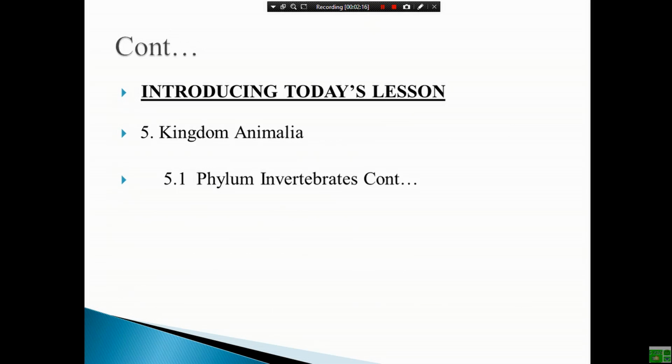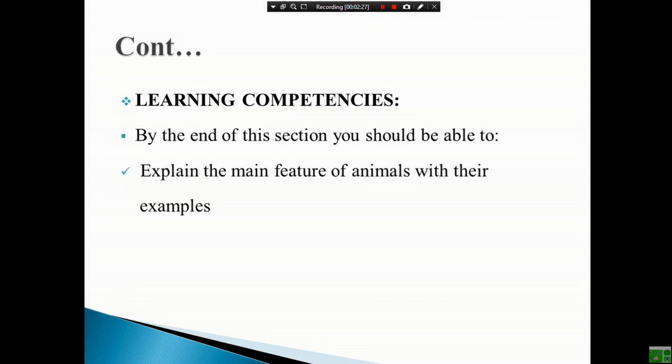Today we are going to discuss again kingdom Animalia, the phylum invertebrates continued. The learning objective is, by the end of this section, you should be able to explain the main features of animals with their examples.